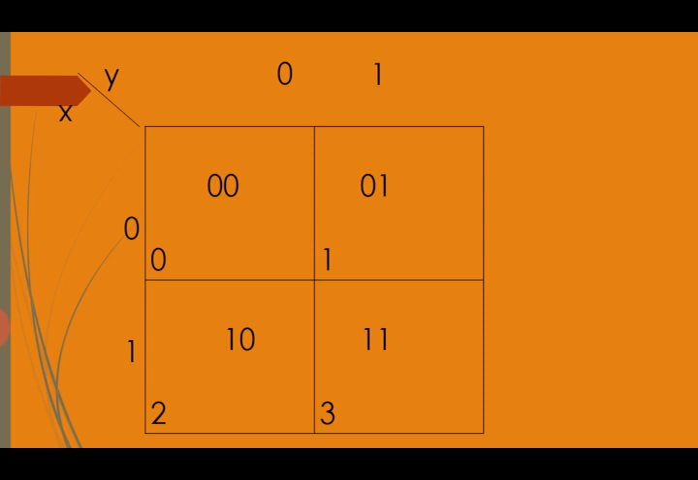Then we move to the second column of the first row, where the value of x is 0 and the value of y is 1. So the combination will be 0, 1, and through 0, 1 we get the decimal number 1. Then we move to the next row where x has the value 1 and y has the value 0. So the combination is 1, 0, which produces the decimal number 2. And now we move to the last one where the combination is 1, 1, because x has the value 1 and y has the value 1. So 1, 1 is the binary combination which produces the decimal number 3.